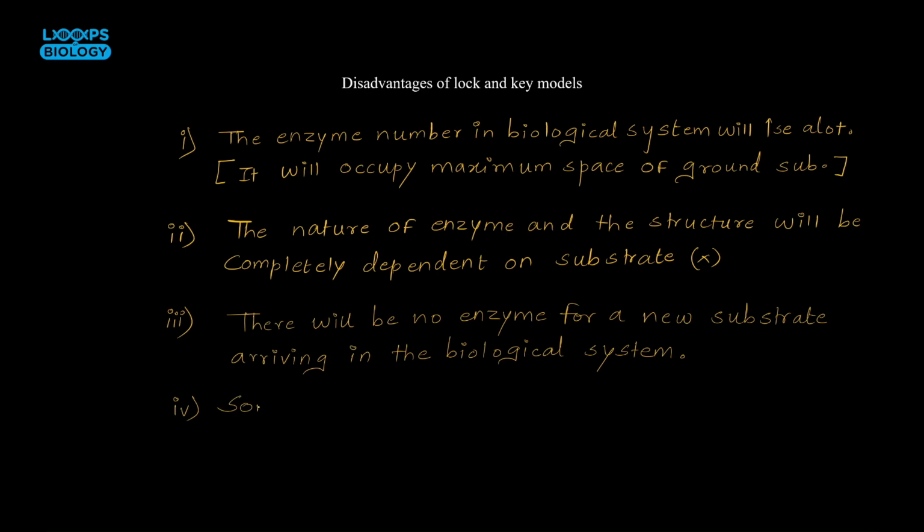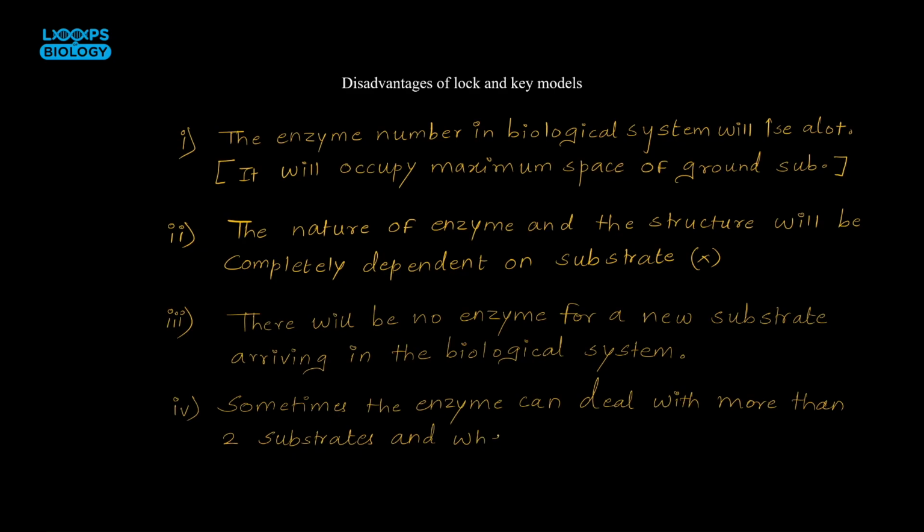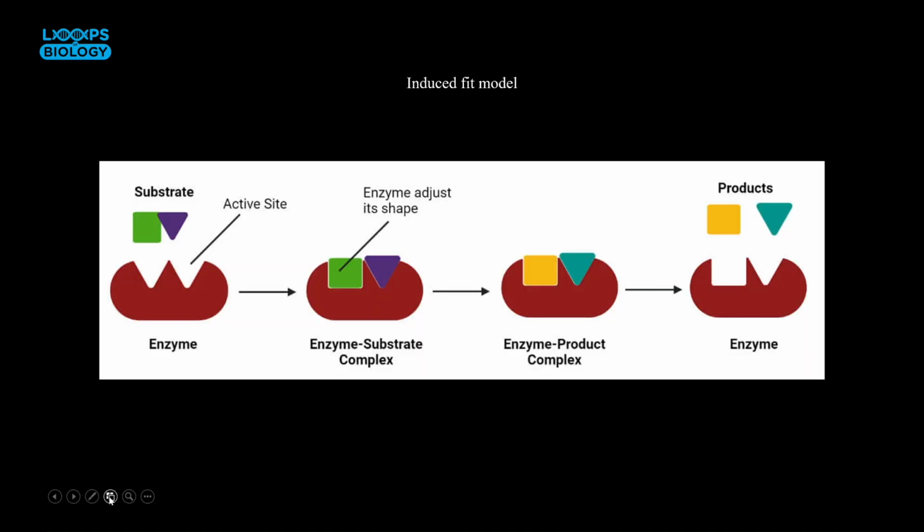So sometimes the enzyme can deal with more than two substrates, and one lock cannot have two keys, right? So that's why this particular model failed. These were the disadvantages of your lock and key model.